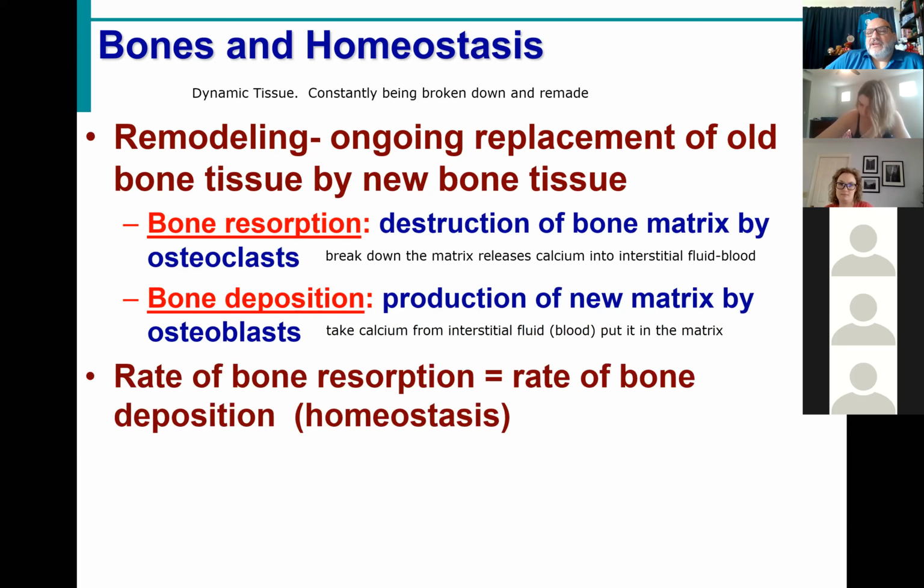However, is it truly equal for your entire life? Well, I'm asking a question, so the obvious answer should be no. So what about as an infant, as an adolescent? What are the relative rates of resorption versus deposition? Deposition is higher as an infant. Yeah, as an infant, there's much more making of matrix than there is of breaking down.